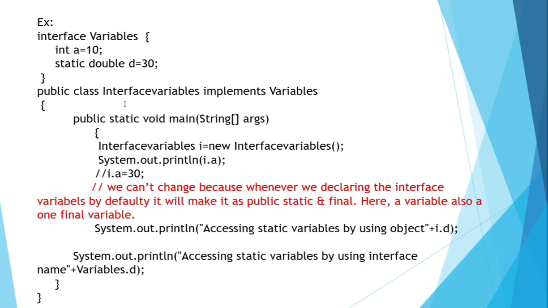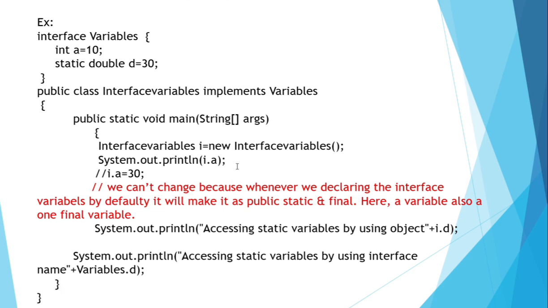Public class InterfaceVariables is the class name, and it implements Variables. This is the main method, and inside the main method we can create the object for InterfaceVariables. Here i is the object. We can print the static variables using the interface name, or the object name. Here we are printing the static variable using the InterfaceVariables class object, i dot A. Here the output is 10 because A equals 10.